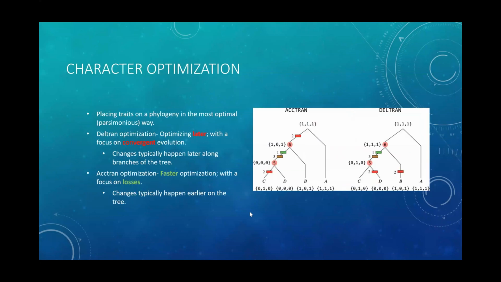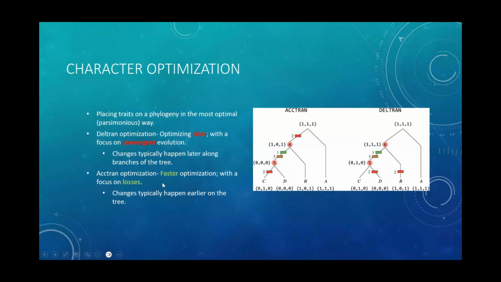Now, getting towards the end. Character optimization. When you place traits in a phylogeny in the most optimal or most parsimonious way, this is optimization. There are 2 types, Deltran and Acctran. With Deltran optimization, optimizations happen later, where they focus on convergent evolution, like we can see here. And then we have changes that typically happen later along the branches of the tree.